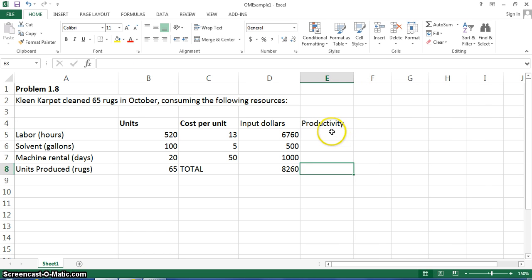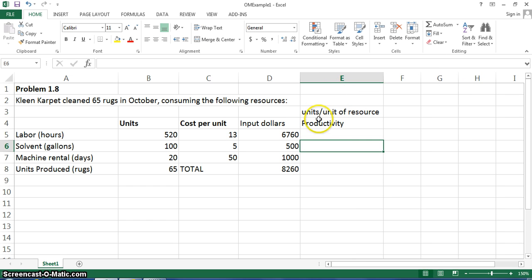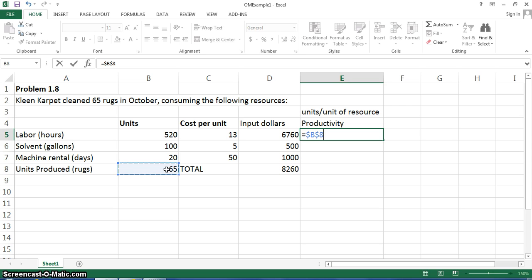Now we'll calculate our first productivity measurement. Although the problem just calculates for a labor productivity measurement, there's no reason we can't calculate a productivity measurement in units of output per units of the resource for each of these. This measurement would simply be the units produced, which in this case is the carpets. And after I entered a cell reference to the units produced, I put dollar signs in front of both the column and the row so that I could copy this formula down the spreadsheet, and that reference would remain the same.